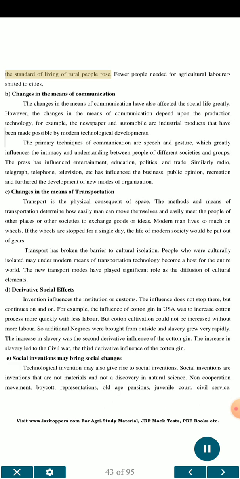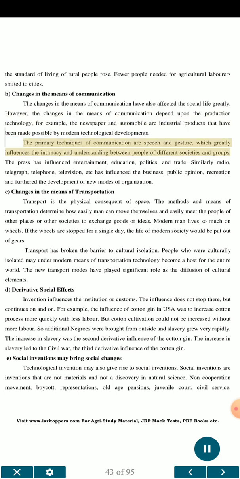The standard of living of rural people rose. Fewer people were needed for agriculture, and laborers shifted to cities. B. Changes in the means of communication. The changes in the means of communication have also affected the social life greatly. However, the changes in the means of communication depend upon the production technology. For example, the newspaper and automobile are industrial products that have been made possible by modern technological developments.